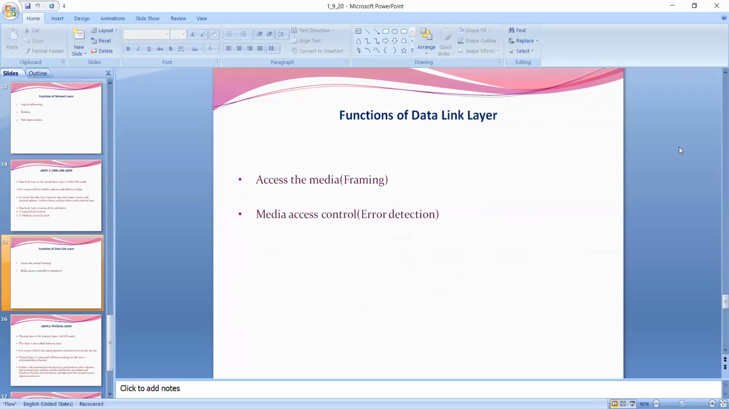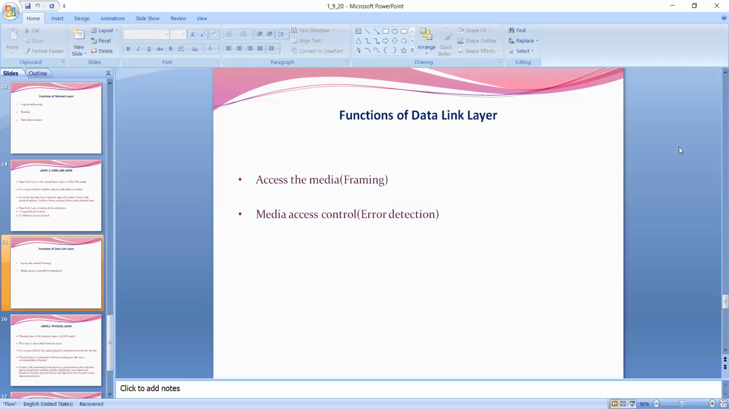Accessing the media means the data link layer allows the upper layers of the OSI model access. Whatever data is obtained in the data link layer is transferred to the upper layers. Generally, the data is transferred from the upper layer to the lower layer in host A. But the function of the data link layer is that it gives the data access to move to the upper layers also. That is a very unique and important function of the data link layer, which is called framing.